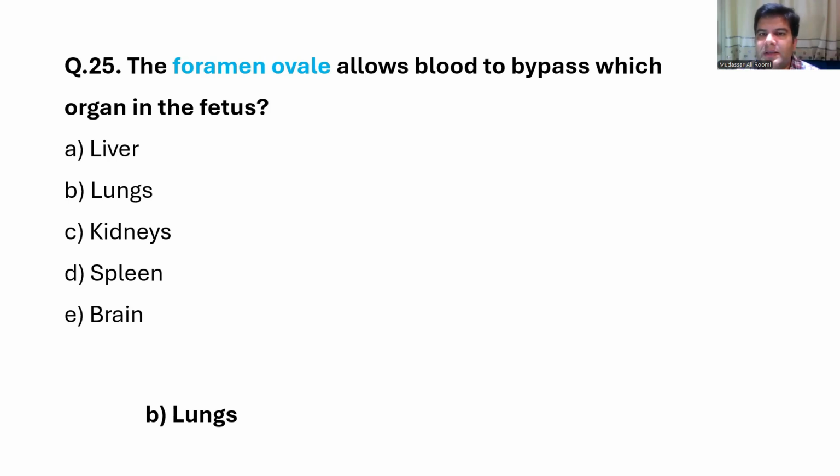comes to the right atrium, and from the right atrium it passes to the left atrium, passing through the foramen ovale, and it bypasses the lungs. Because the lungs in the fetus are collapsed, they are not involved in gas exchange. So there is no advantage of sending blood directly to the lungs for oxygenation. So blood which comes back to the right atrium goes to the left atrium so that the left ventricle can pump it out.